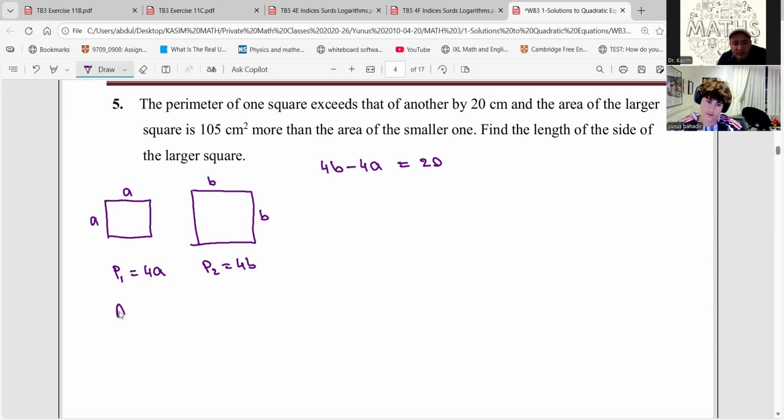And the second condition is about the area of the largest square. Let's also write their areas. The first area is A squared, and the area of the second one is B squared. The area of the larger square is 105 more than the area of the smaller one. Then it's B squared minus A squared is equal to 105. Can you solve this in 1 minute?